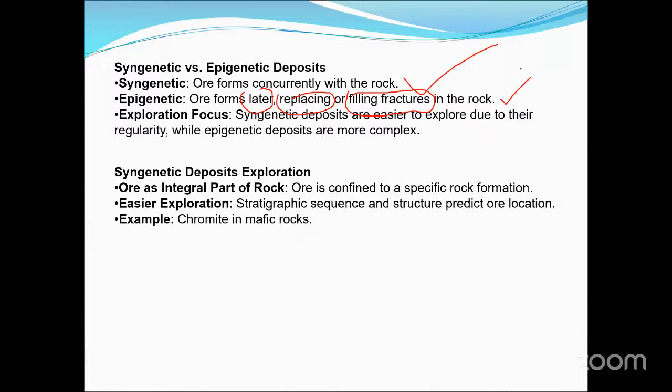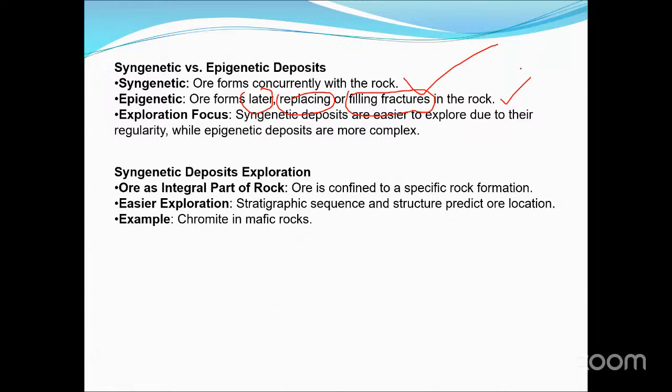Okay. And syngenetic deposits exploration. So how will we do syngenetic deposit exploration? Okay, ores as an integral part of rock. So what happens in the syngenetic process is that it indicates the ore occurs with the host rock only. Ore deposit with the host rock only.